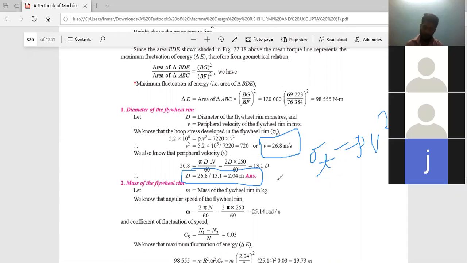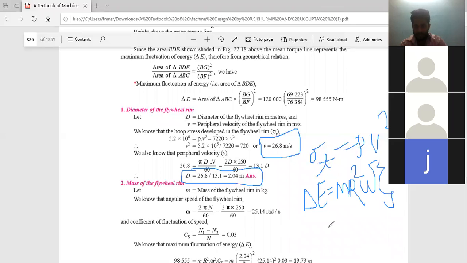Yes, sir. Fine. So this is the first design step of the flywheel, that is to get the diameter of the flywheel rim. Next, if I have got the diameter of the flywheel rim, let us find out the mass of the flywheel rim. How can I find the value of mass? I know that maximum fluctuation of energy, delta E, is equal to mass moment of inertia, which is nothing but mk square. Here k is not given to me, so I will take k as the radius of the flywheel ring, that is m r square into omega square Cs.